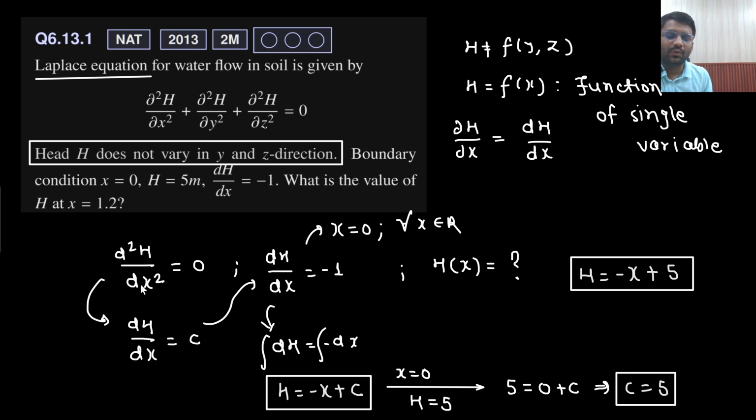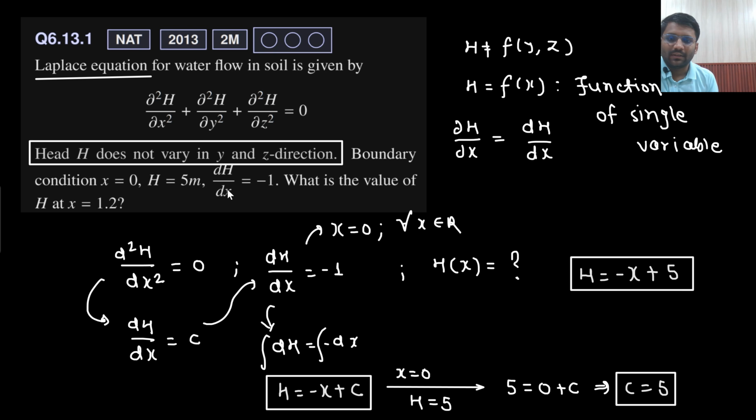Sir, it will always be true because dh by dx has to be constant. From this equation, I am getting to know that dh by dx has to be always constant. It will always be -1. If it will always be -1, that means h has to be -x plus c. If I put x equals 0, then I am getting h equals 5. So this is the function of h I am getting.